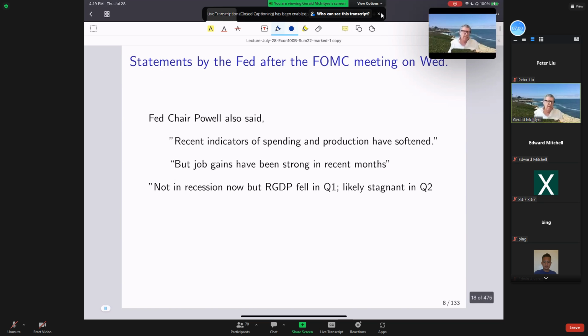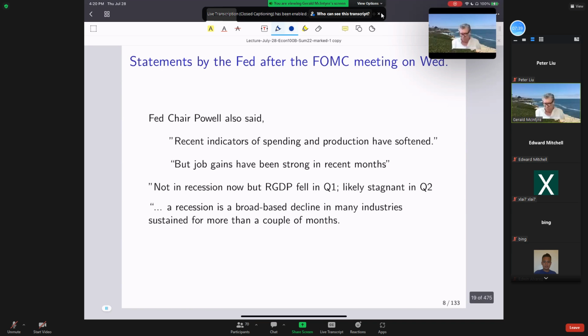Okay, he said as of yesterday, we're not in recession now. But real GDP fell in Q1 and is likely to be stagnant in Q2. Well, we know from another piece of economic data this morning that in Q2, real GDP fell by, I think it was 0.7%. Okay, which is small, at an annual rate, but it's not nothing. It fell, right? That's not a good signal.